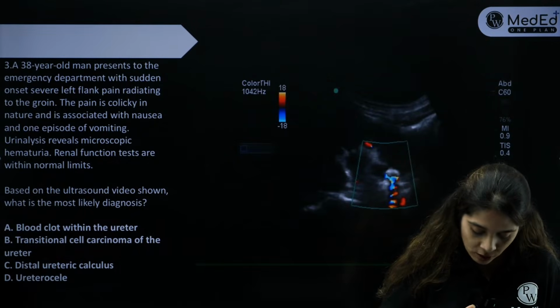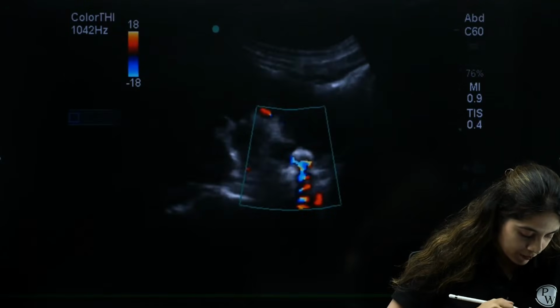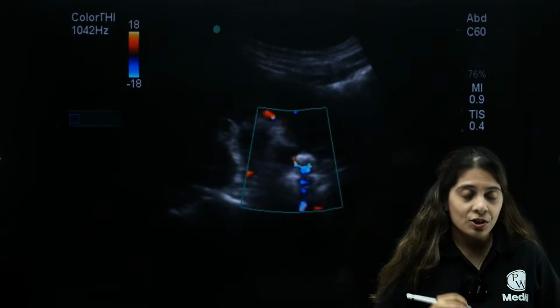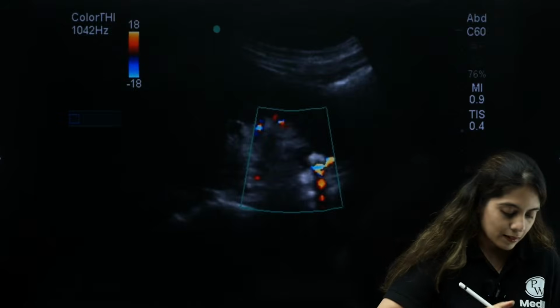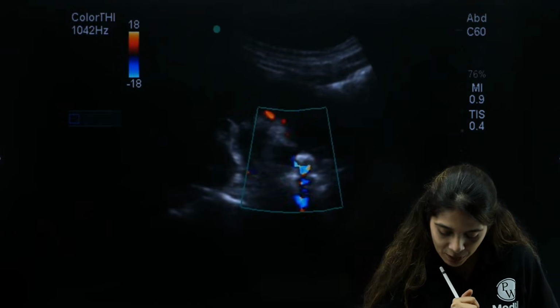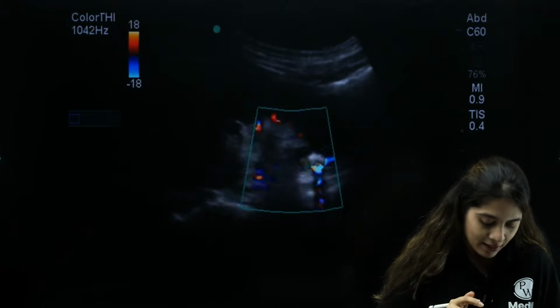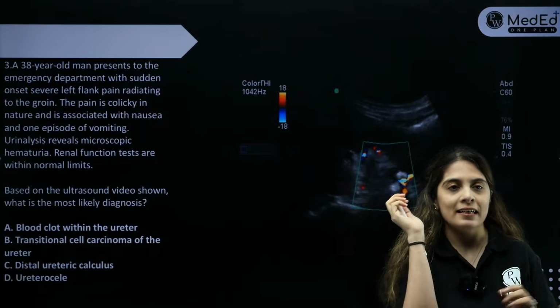So let us just see this particular video. What you are seeing, I'm sure you know, is a calculus, but what is this artifact which we are showing over here? I'm replaying this video again for you. So what is this artifact? Everyone knows this. Can someone just point it out? Which artifact is this? That is not mentioned in the question, not mentioned in the answer as well.